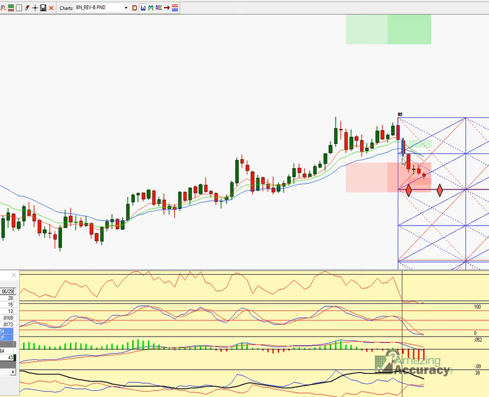You can see right there, it hit support. You can see it hit resistance there. You can see support here. You can see resistance here. And we're so far right here.